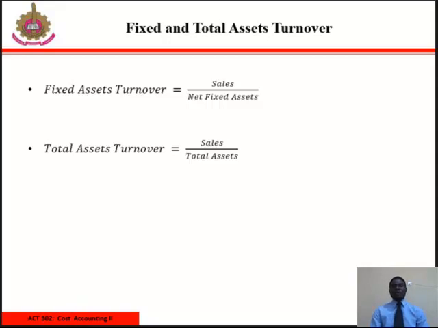The total asset turnover ratio measures how productively the firm is managing all of its assets to generate sales. This ratio is calculated by dividing sales by total assets.